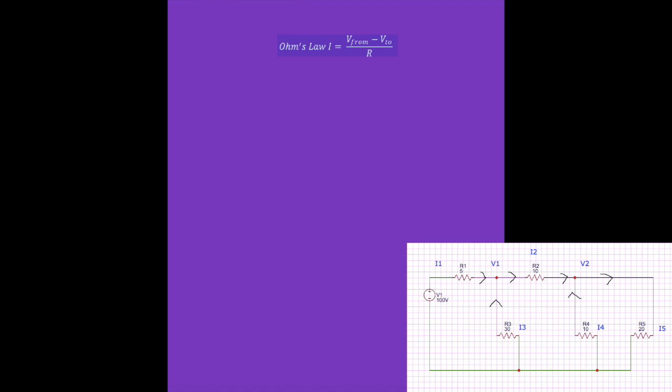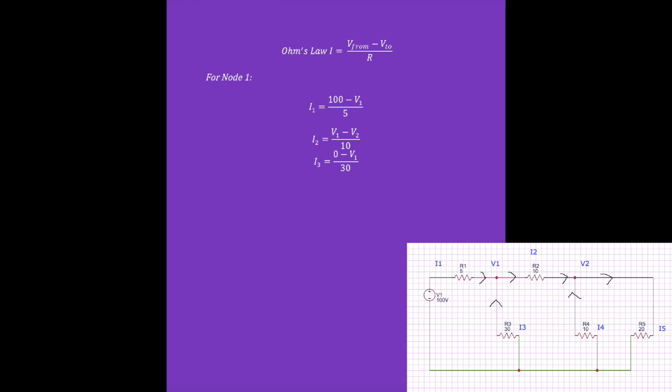Looking at the pink node first, we're going to use Ohm's law, I equals (V1 minus V2) over R, to establish expressions for the current. Remembering the ground node is 0, we get the following expressions.